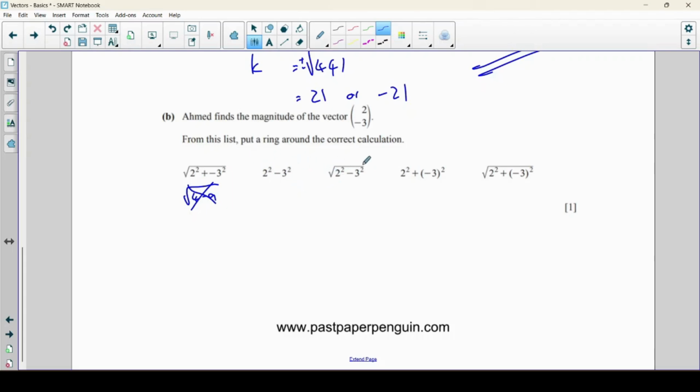This one, no, you definitely need the square root. This one has the square root, but again it's subtracting, so that's not right. This one looks okay, but we need the square root there, so it's this one here: square root of 2 squared plus, in brackets, negative 3 squared. That's the one we want.